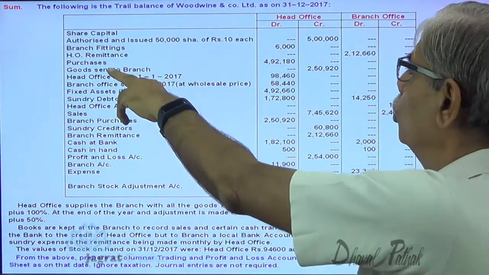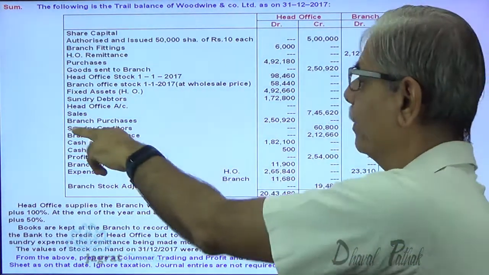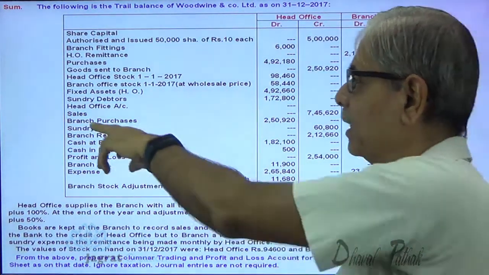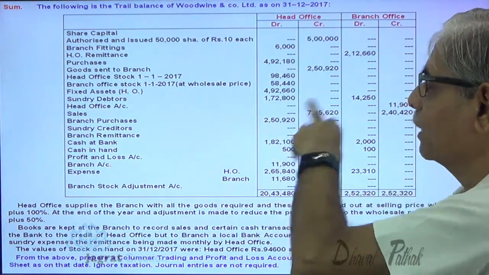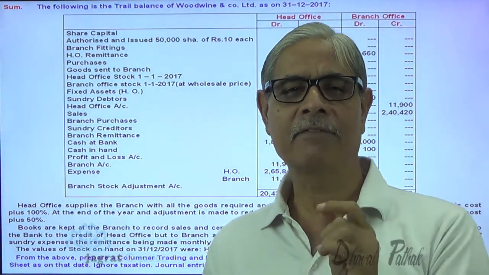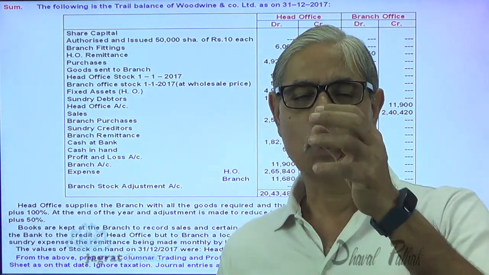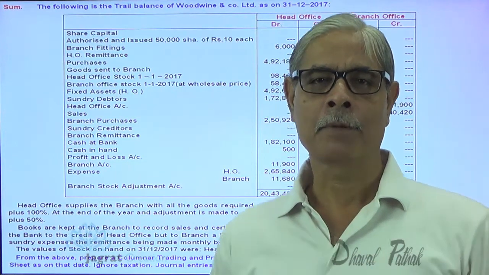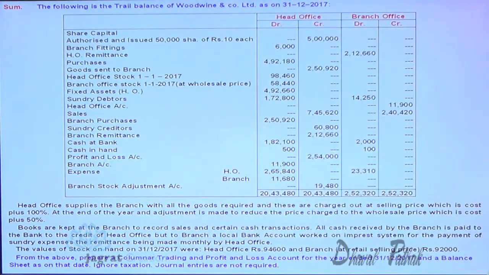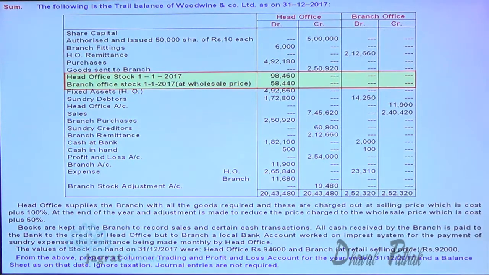Similarly, goods sent to branch 2,50,920 and branch purchases 2,50,920. Purchases of the branch would normally appear in the branch trial balance, but here the branch purchases appear in the trial balance of HO. This is a very peculiar type of sum. Once you follow the operating method about the transactions between HO and branch, then you can understand this sum. Whatever I explained to you, let me explain once again in detail.